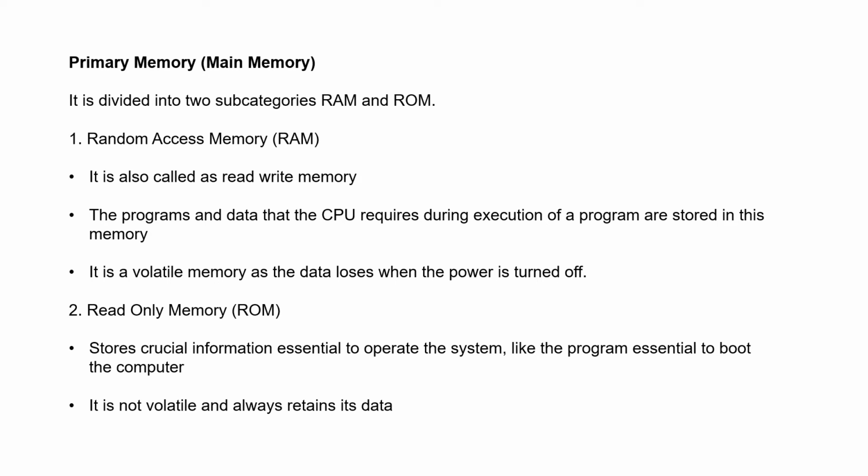Next is the primary memory or main memory. It has two subcategories, RAM and ROM. First is the random access memory, that is RAM. It is also called read-write memory. The programs and the data that the CPU requests during the execution of a program are stored in this type of memory. It is a volatile memory, that is, the data is lost when the power is turned off.